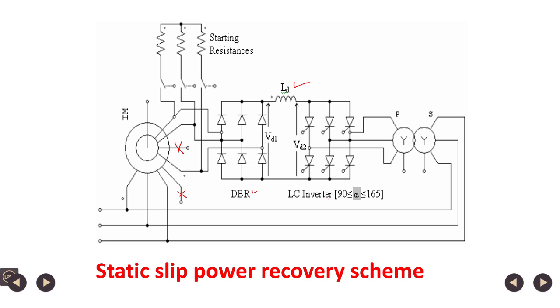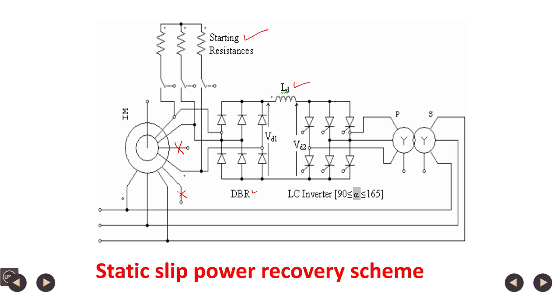And here we have a starting resistance, because at the start the rotor slip is 1, so there will be a problem for starting the motor. So, for starting, the rotor must be connected through a resistance. So, starting torque is provided, and once the speed builds up, then the line commutated converter can be used. This circuit configuration can be used.